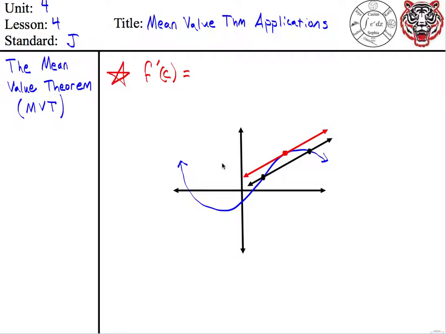All right, this is AP Calculus, lesson 4-4. We are talking about mean value theorem applications. So, what is the mean value theorem? We talked about this in Unit 1. Do we remember what it is? Yeah, it deals with slope.